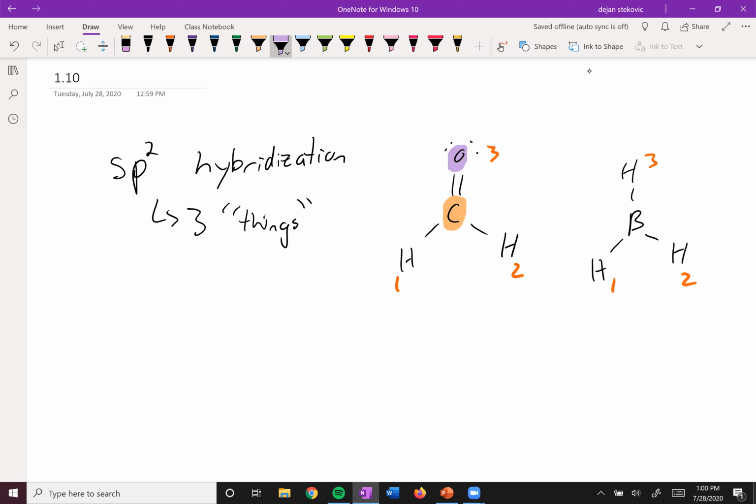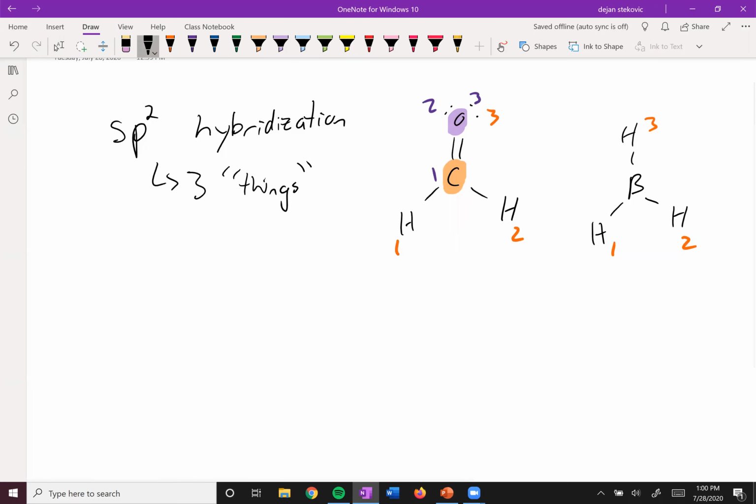This oxygen also, right, it has multiple bonds to a central atom. So it's terminal, but it has multiple bonds to a central atom. And so it hybridizes as well. And so it has one, the carbon, two, a lone pair, and then three, another lone pair. So that's also sp2 hybridized.